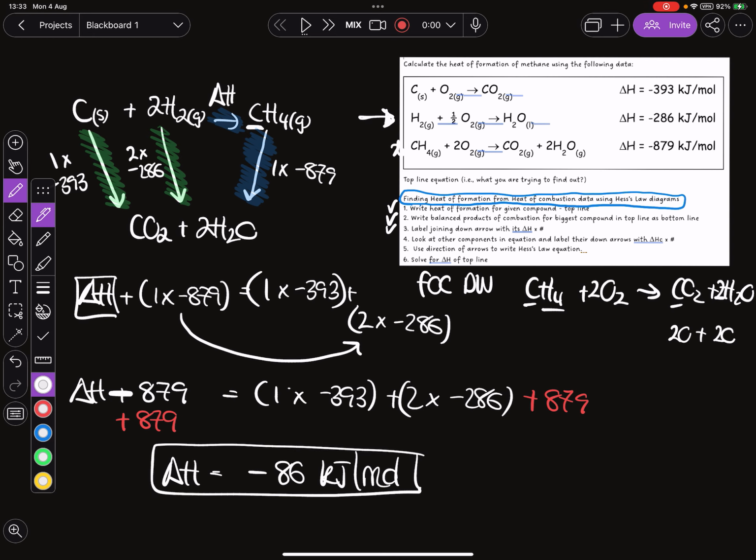Okay, so if we just have a look again, look at other components in equation for point 4 and label their down arrows with their enthalpy value and the number of components that are there. Use the direction arrows to write Hess's law, so that was blue against green. Just to show you here, so this was the blue side and this was the green side. And then we rearranged it all so that it would match, with leaving delta H on one side. And that is how you do Hess's law, finding heats of formation from heats of combustion.